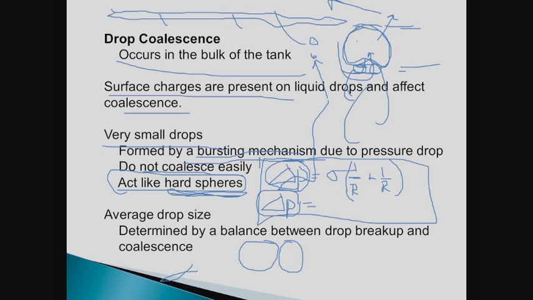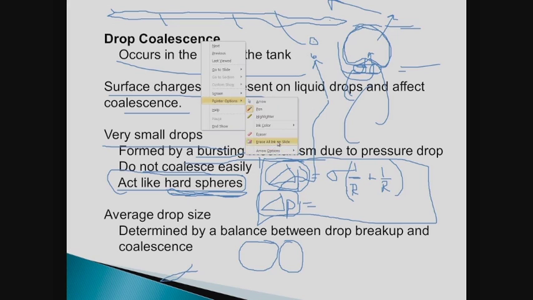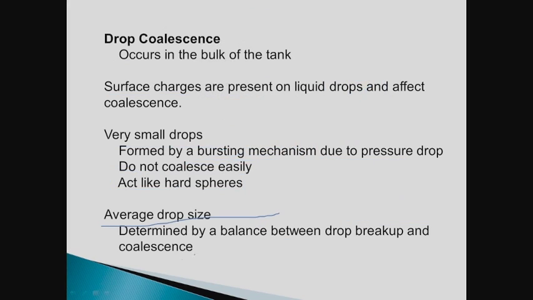Anyway, moving right along. Average drop size, let's get through some of this. Average drop size is a balance between breakup and coalescence. Well, that's one way of looking at it. Or you can look at it the fact that you should consider drop breakage to be very small drops being created around the impeller, and coalescence occurring in the bulk of the tank. So you have two competing processes going on.